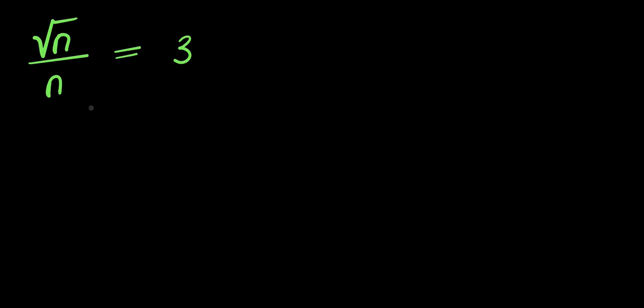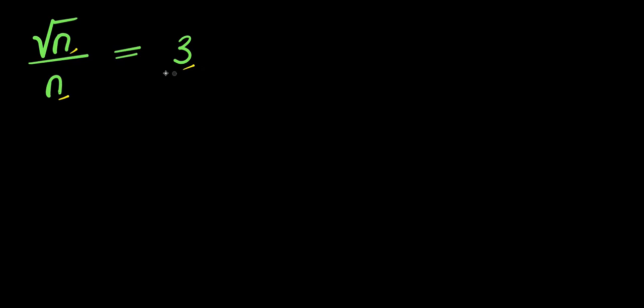Hello, how to solve this radical problem and find the values of n that satisfy this equation. We have square root of n divided by n equals 3. Now, in this video, we are going to make use of two different methods. In the first method, we are going to cross multiply.